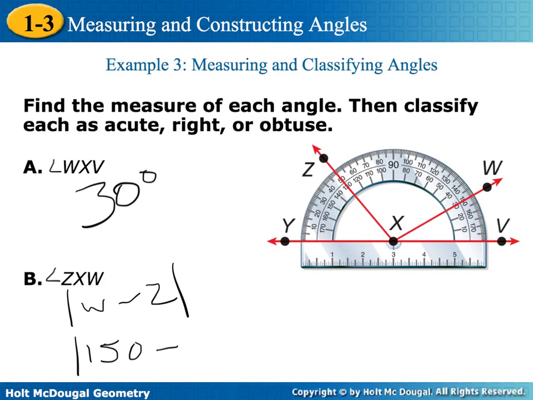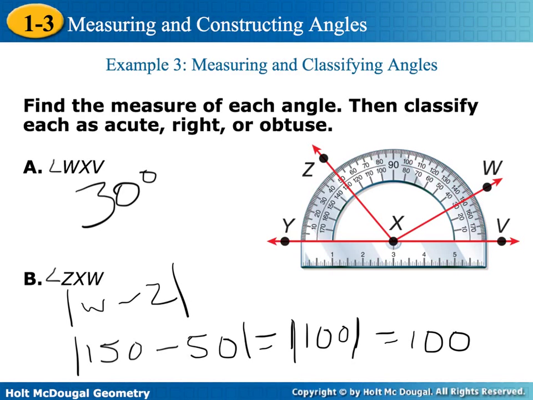Now I'm going to look at my Z. My Z goes up, starting from the left again, all the way to 50. So I do the subtraction, I get absolute value of 100. Absolute value of a positive number is just that number. So the measure of angle ZXW is 100 degrees.